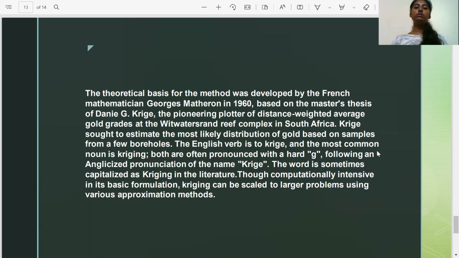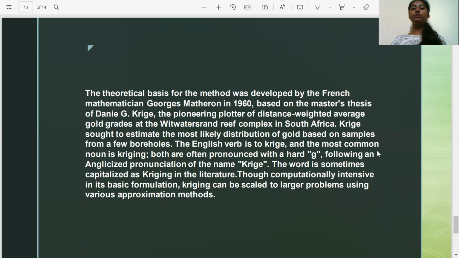Kriging was used to estimate the most likely distribution of gold based on samples from a few boreholes. The English verbs are to krige and the most common noun is kriging. Both are often pronounced with a hard G. Following an uncertain pronunciation of the name Krige, the word is sometimes capitalized as Kriging in the literature.